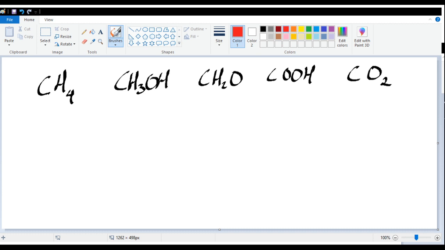So we start with hydrogen over here on the left, which has an oxidation number of +1. So our 1 carbon plus our 4 hydrogens adds up to 0, meaning carbon here has an oxidation number of -4.